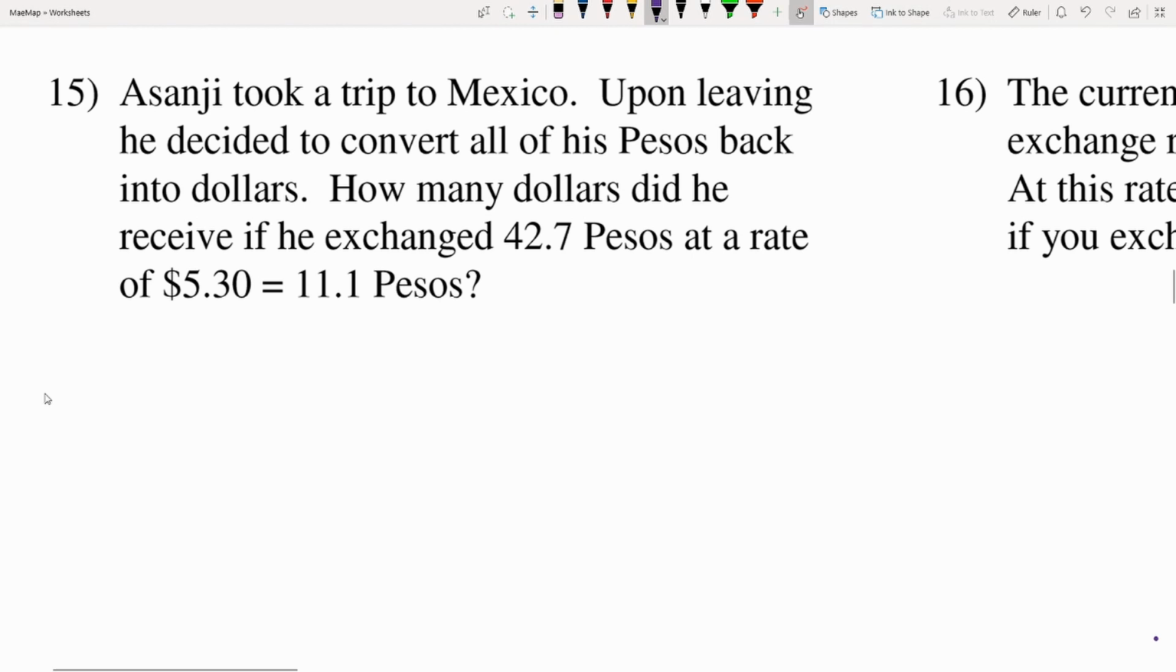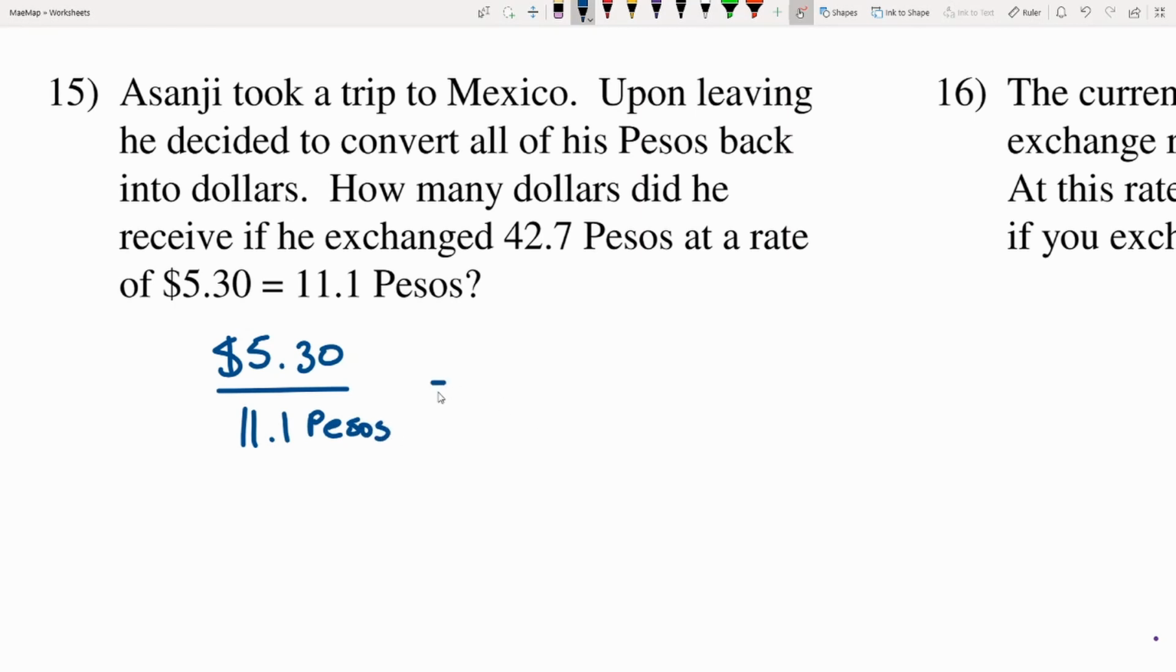So Ansanji took a trip to Mexico. Upon leaving, he decided to convert all his pesos back into dollars. How many dollars did he receive if he exchanged 42.7 pesos at a rate of $5.30 for 11.1 pesos? So let's start with what we definitely know. We know that the rate is $5.30 for 11.1 pesos. So I'm going to write this as $5.30 per 11.1 pesos, or for 11.1 pesos.